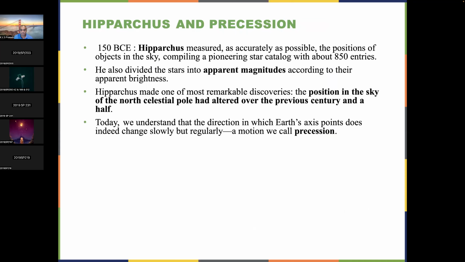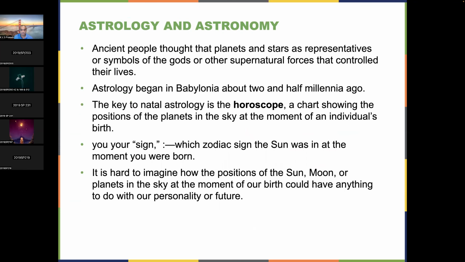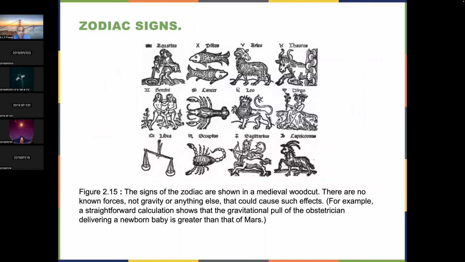Right, so let me come back. Yes, that's how your horoscope and your zodiac sign is given. Just a comment that it's hard to imagine how the position of the sun, moon, or planets in the sky at the moment of your birth would have anything to do with our personality or the future. So that is my comment on the science. These are the 12 zodiac signs usually given.